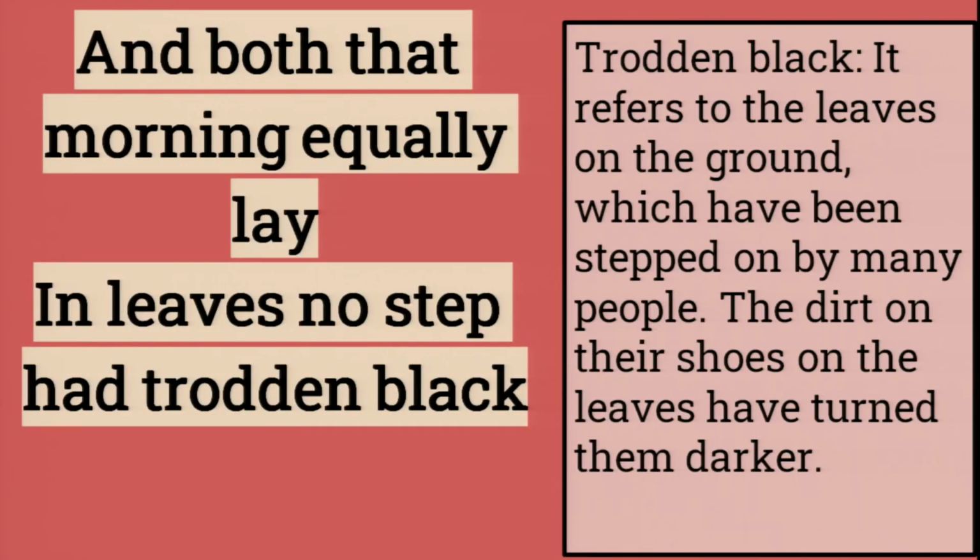And both that morning equally lay in leaves, no step had trodden black. Now, here this is a very important phrase, students. Trodden black. You don't get confused. It's because trodden black is very simple. What does it mean? Trodden black refers to the leaves on the ground which have been stepped on by many people. The dirt on their shoes, on the leaves, has turned them darker.